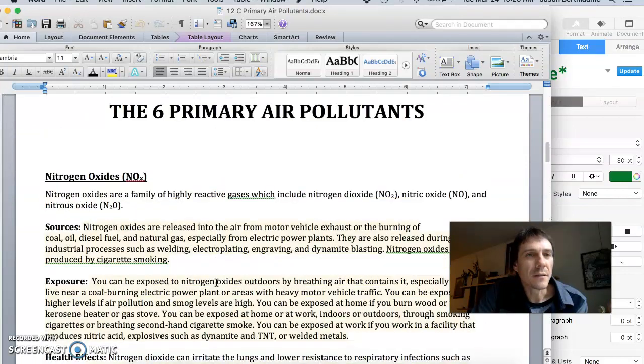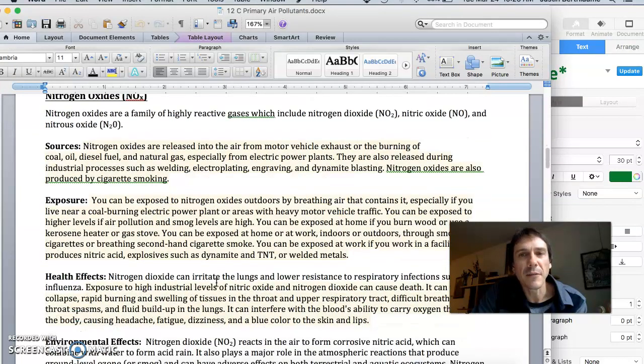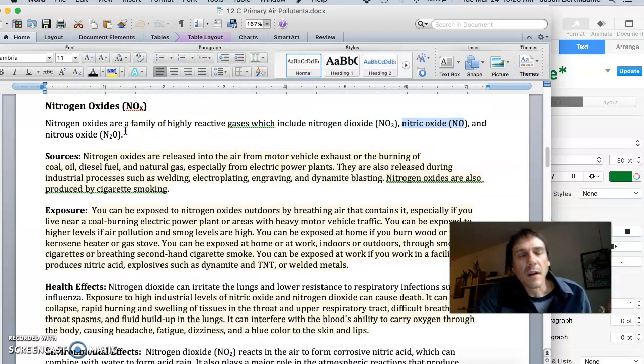So let's go to our worksheet or our list here, and here it is right here. Did I get that right? Nitrogen dioxide, NO2, nitric oxide, NO, and nitrous oxide, N2O. The thing to remember about nitrogen oxides is that they come from combustion of fossil fuels. That's basically where they come from. If you're burning a fossil fuel, coal, oil, gasoline, natural gas, they are released during that combustion process. And for all you smokers out there, nitrogen oxides are also produced by cigarette smoking.